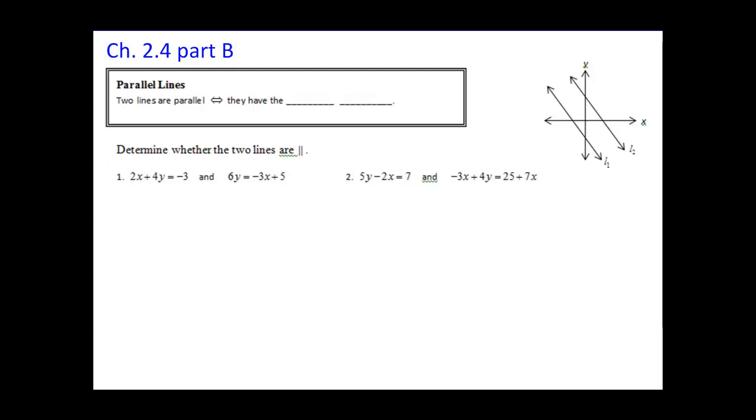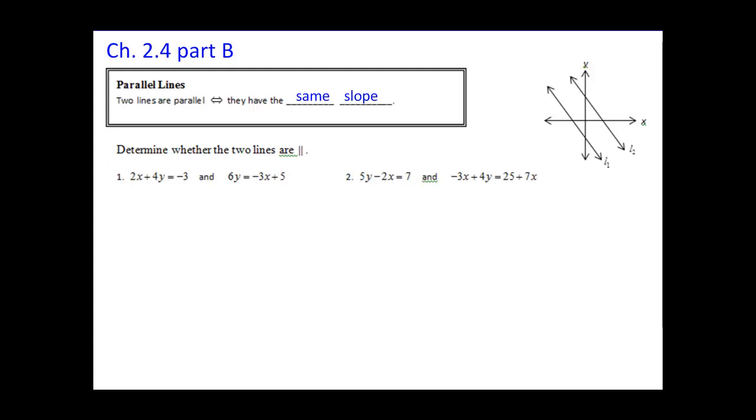Parallel lines. Two lines are parallel if they have the same slope. So we look over here, we have the same slope. One thing we can notice is they'll never intersect, but they do go in the same direction. So what we want to do is figure out, if we take two lines, how do we figure out if they're parallel? Well, we need to figure out the slope.